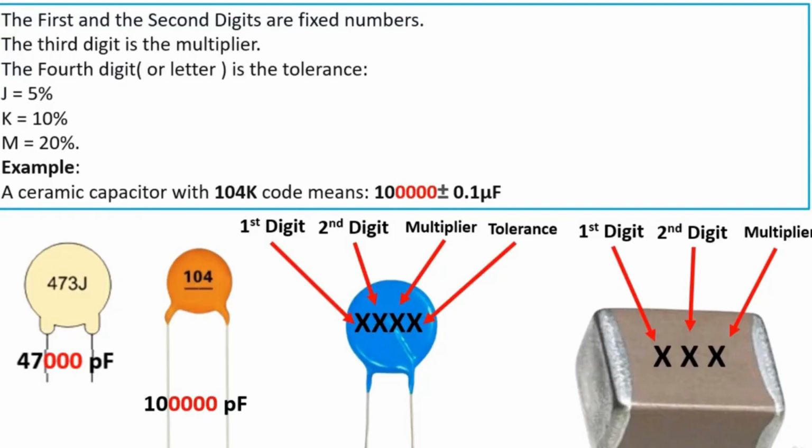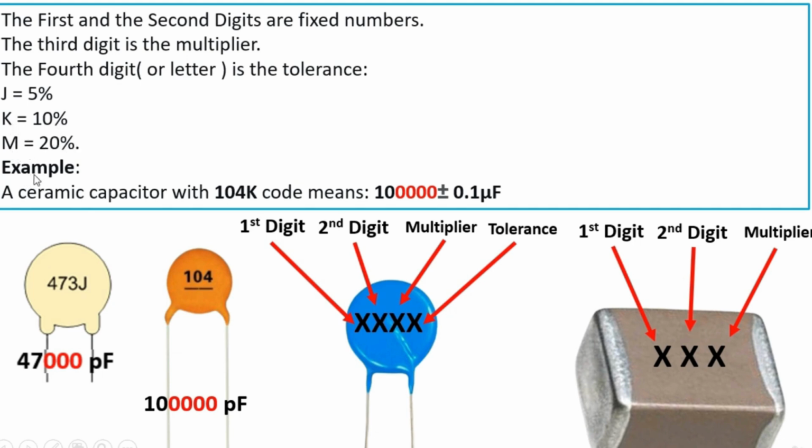So now I'm going to show you how to calculate the ceramic capacitor code. Using the same working principle as the resistor, the first and the second digits are fixed numbers. The third digit is the multiplier. But for the ceramic capacitor, the fourth digit or letter is the tolerance. So if you find J, it means 5%, K is 10%, M is 20%.